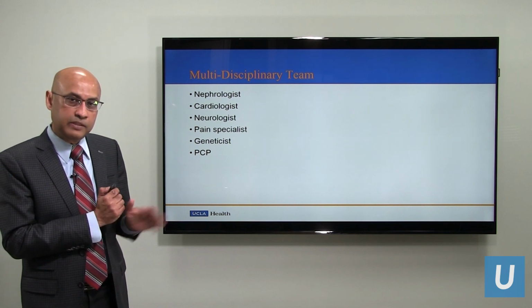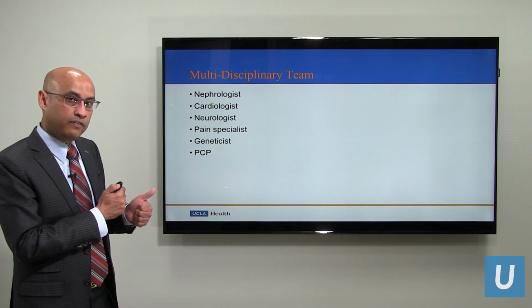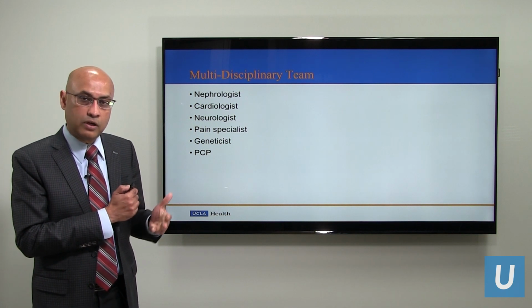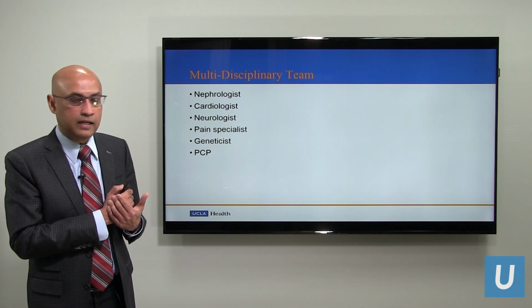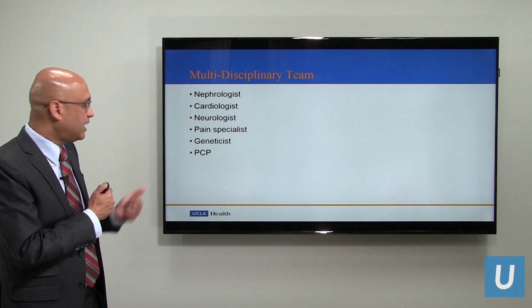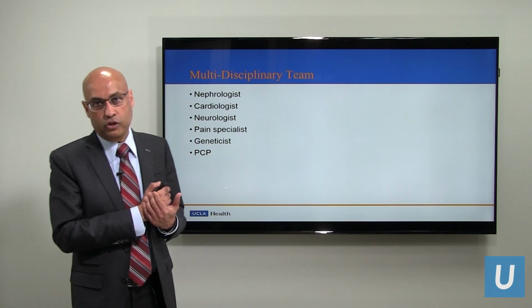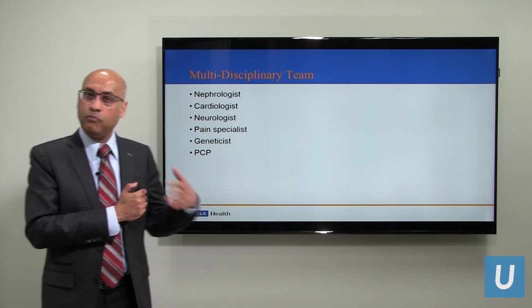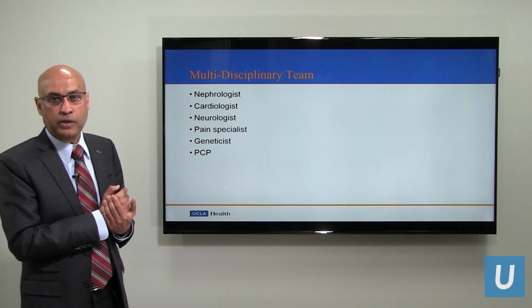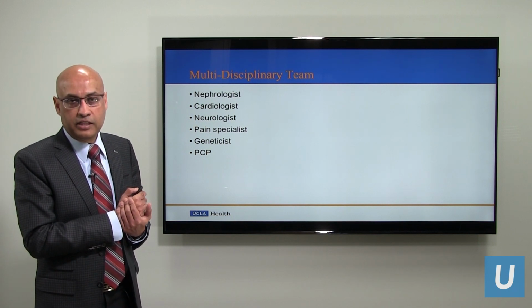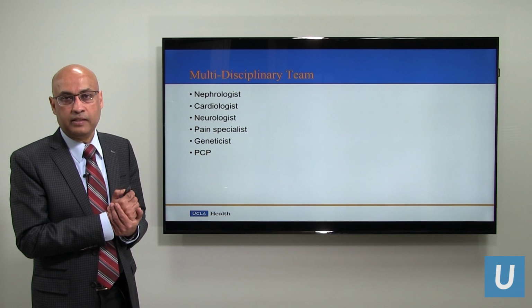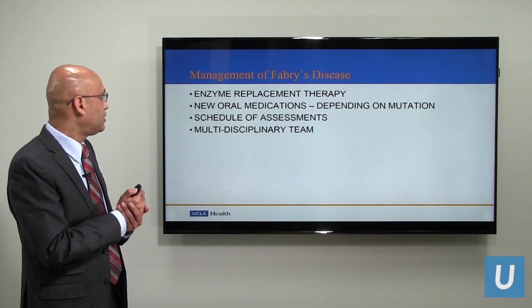The multidisciplinary team, this is the basic team. You need to have a nephrologist, a cardiologist, a neurologist, a geneticist. These are key points. And then a pain specialist and a primary care physician. So this forms the core team, and then whatever other problems you have, you can have an extended team. But this is what I call the core team that takes care of my Fabry's patient.